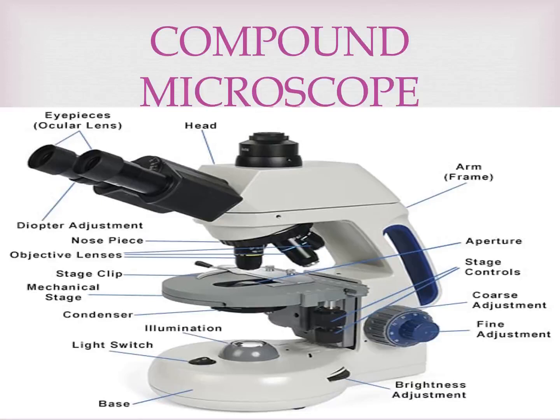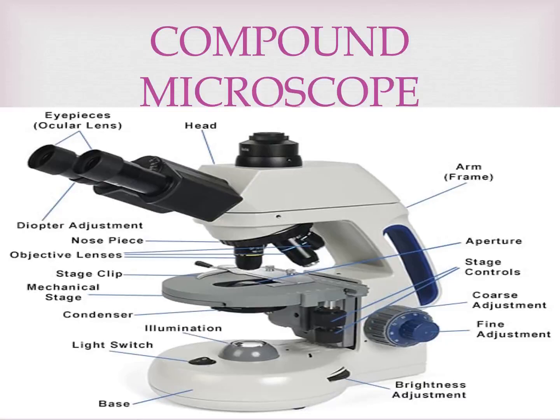The lens with the shorter focal length is placed near the object. That is called the objective lens. Next, the lens with larger focal length and larger aperture is placed near the observer's eye. That is called the eyepiece or eye lens. So two types of convex lenses are there.